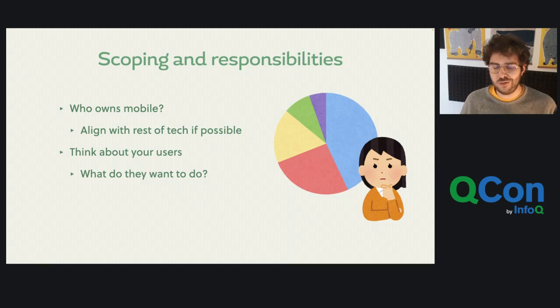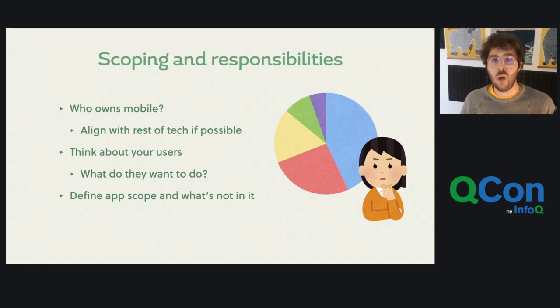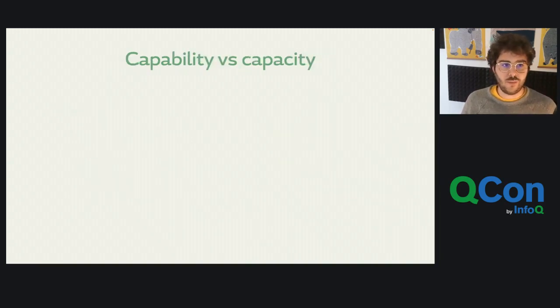It's very important to understand this, because this in turn allows you to define what is the scope of the application, and most importantly, what is not in the scope of your application. Throwing the baby with the kitchen sink is not gonna help. Mobile is complicated, mobile is expensive, and you need to focus your efforts to make sure that it works the way you intend it to work. Now, it's very important to talk about capability versus capacity.